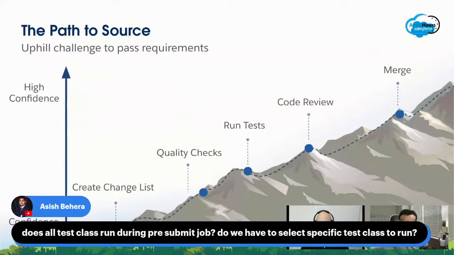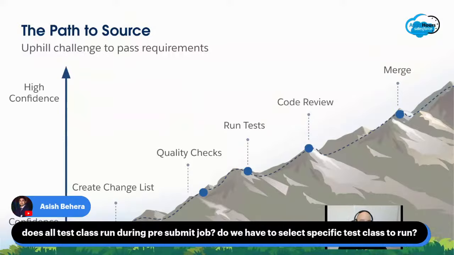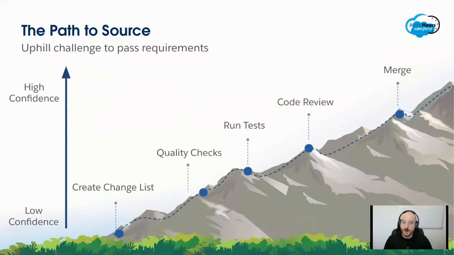There is a question: does all the test classes run during the pre-submit, or do we have to select the specific tests to run? Excellent question. I would always strongly recommend running all tests every single time. The reason why we write tests is so that they're the breadcrumb trails that give future developers the knowledge about how the code is supposed to be executed. And when we execute those tests, we make sure that our proposed changes are not breaking anything that we've historically delivered.